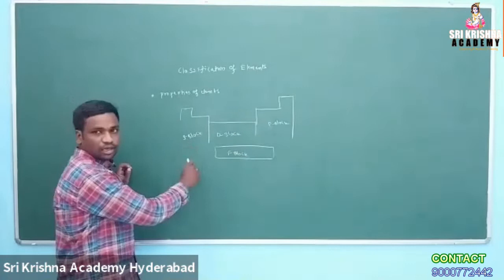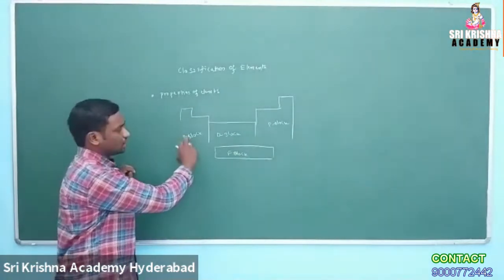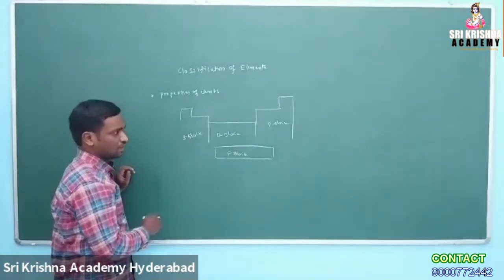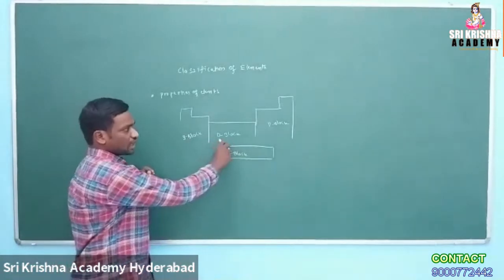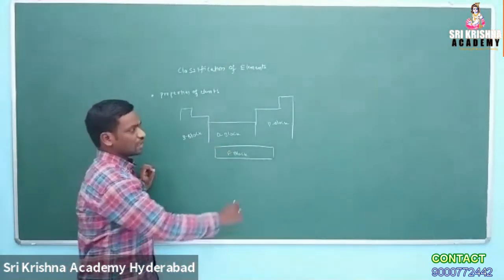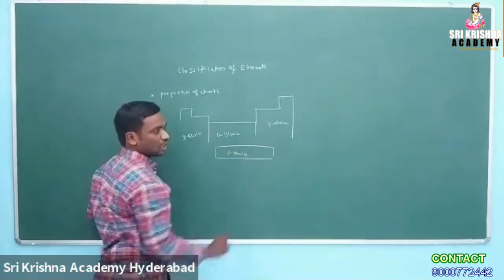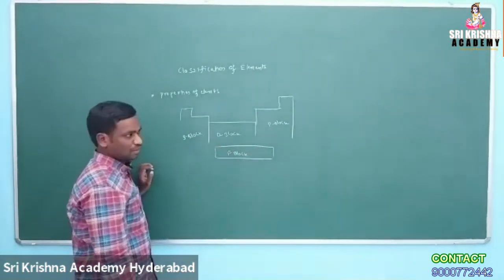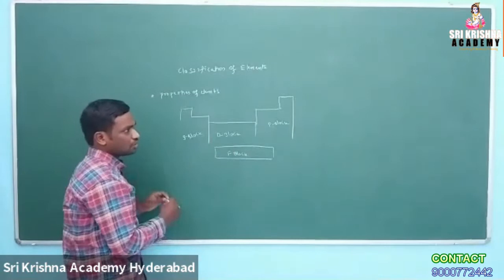Generally, if the last or differentiating electron enters the s orbital, that is an s-block element. If the differentiating electron enters the d orbital, that is a d-block element. If the last electron enters the p orbital, that is a p-block element.